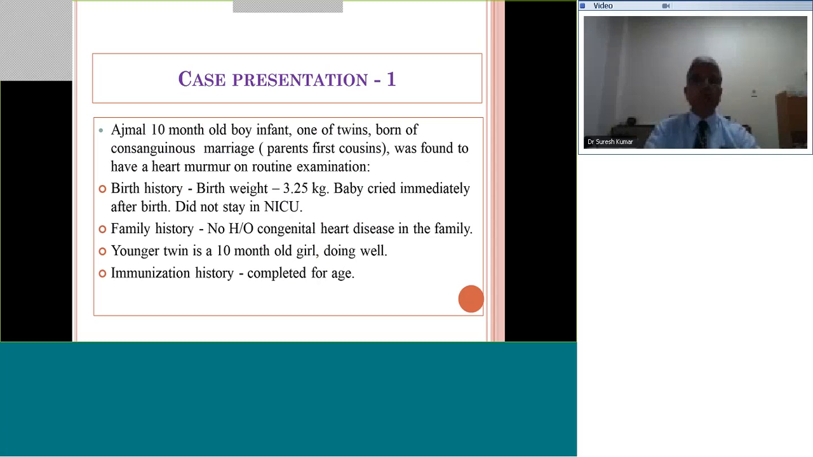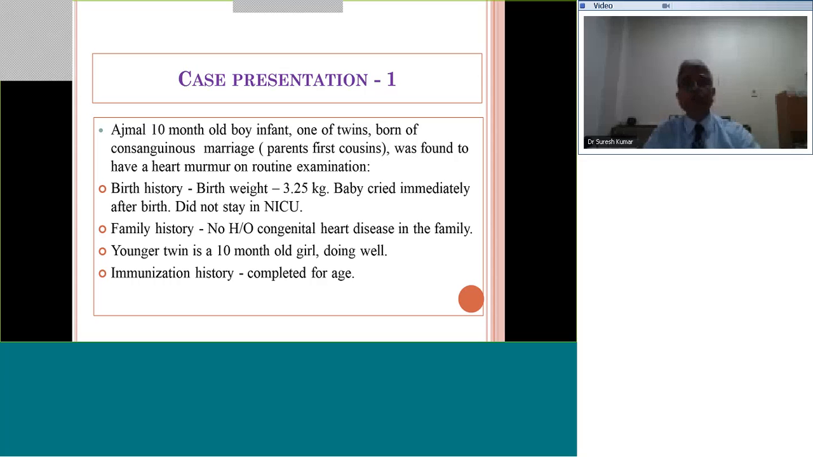Now, I'll just go on to describe a common case presentation to say what is expected from you. Ajmal, a 10-month-old boy infant, one of twins, born of consanguineous marriage, was found to have a heart murmur on routine examination. Birth history: birth weight 3.25 kg, baby cried immediately after birth, did not stay in the NICU.